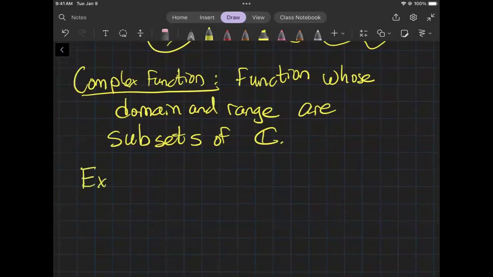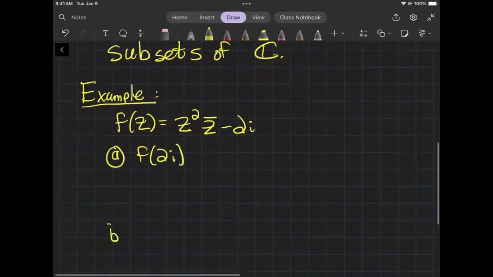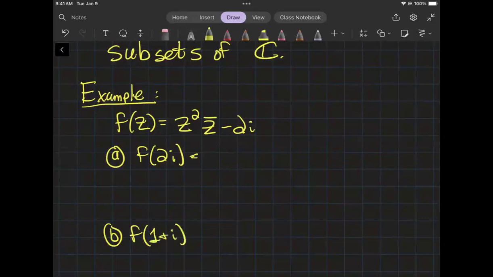So here's an example of a complex function, right? It's denoted as f of z equals z squared times z conjugate minus 2i, right? And I want to figure out what f of 2i equals and what f of 1 plus i equals. So take a couple minutes to write out what those output numbers would equal, okay? Okay, so I assume that you worked out these examples, so let's actually compute them really quick.